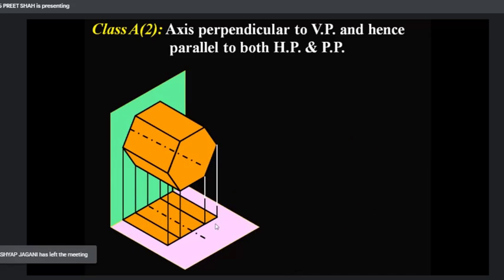Now here I will give an example of a hexagonal prism resting on the vertical plane, on one of its corners. So what will you do here? Let's see, what will come here? What will be the true shape of base and what will be the plan? If the object is resting on the vertical plane, there is one true shape of base and second one is plan. Plan is also called the top view.